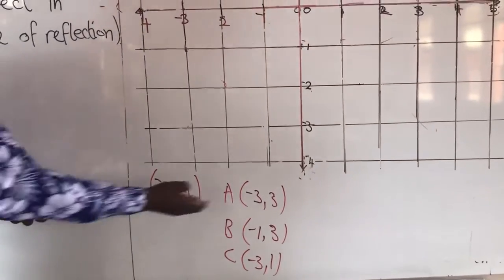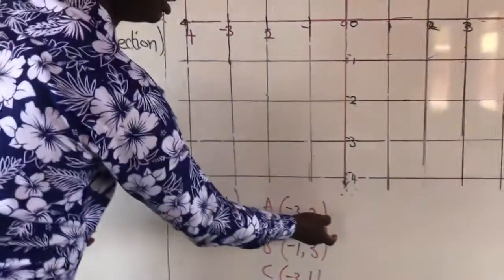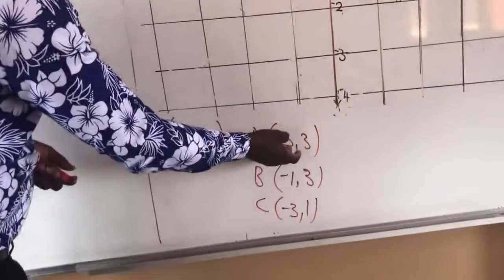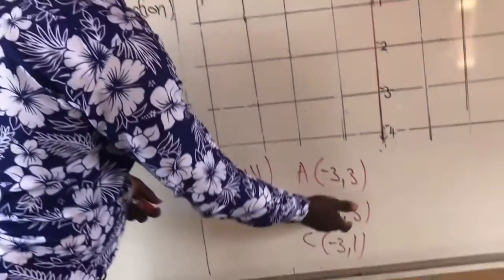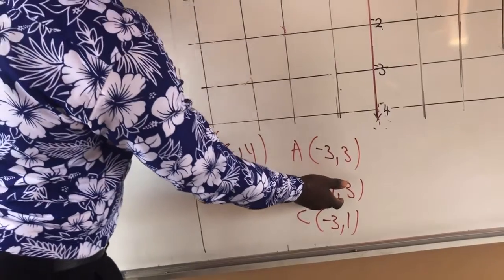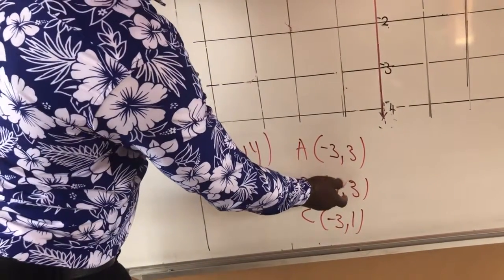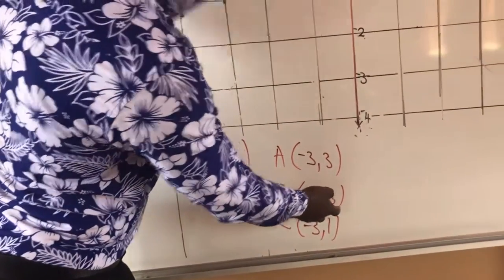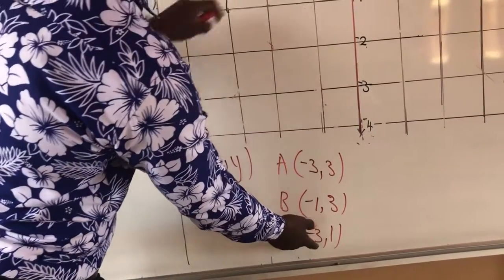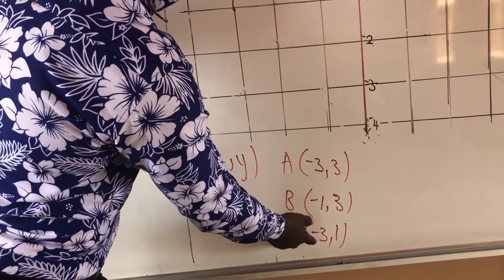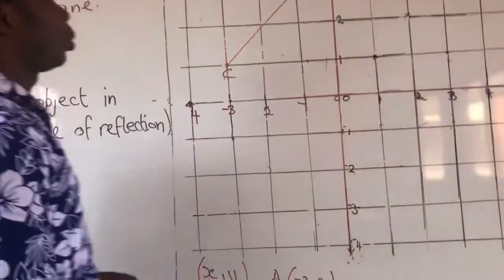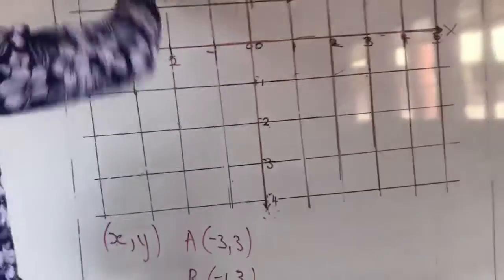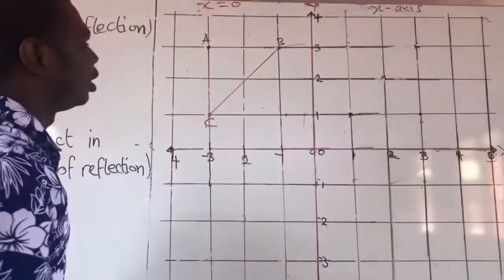These are the coordinates. So A coordinate is negative 3 and what? 3. For x it is negative 3 and the y is positive 3. And then when you come to B, it's negative 1 and positive 3 on the y-axis. When you come to C, it's negative 3, look at it, and then positive 1 on the y-axis. So now, when we want to reflect this image, let's reflect it using the mirror line.